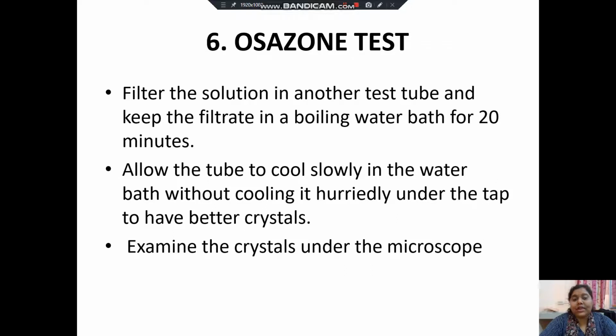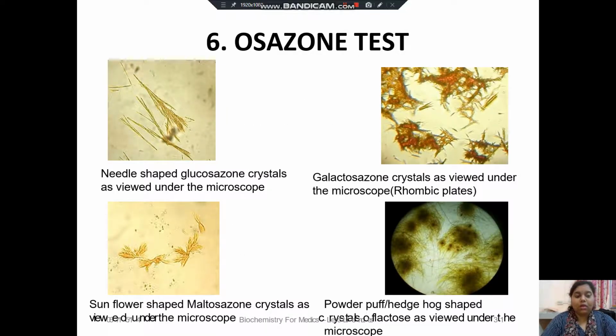Then mix and warm a little to see that the solids are dissolved. After that, the solution is filtered into another test tube and kept for boiling for up to 20 minutes. Then allow the tube to cool slowly in the water bath without cooling it hurriedly under the tap, to have beta crystals formed. After that, we examine the crystals under the microscope. So this is the osazone test. After completion, we get the crystals in these forms.